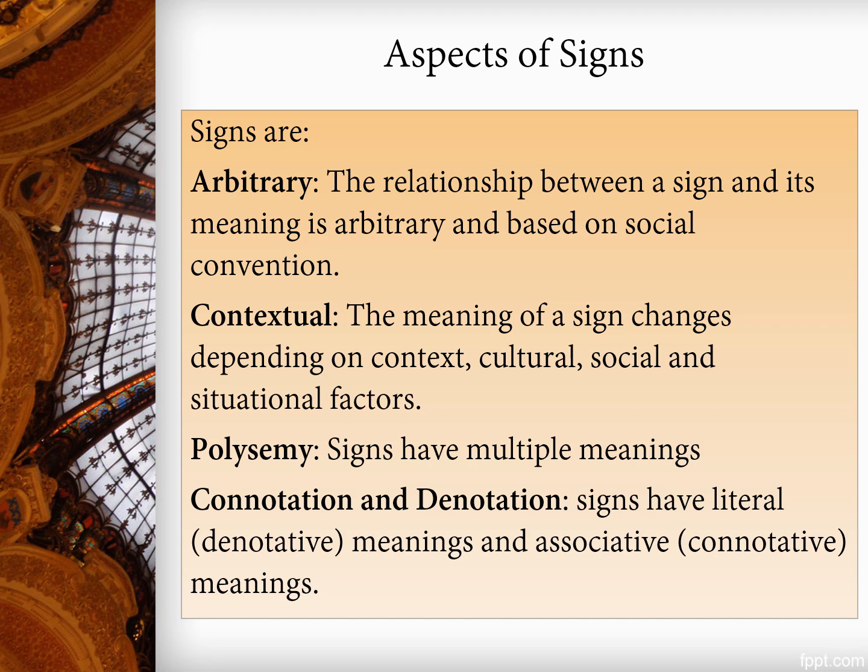Now let's talk about some aspects of signs. Signs are arbitrary. There's no real reason to connect between the sound and the meaning, except social convention. We get used to it. All of language is a social convention in many ways. The meaning is contextual, so the meaning of the sign depends on the context, cultural, social, and situational factors. It has a meaning, but the actual meaning is situated in the place where you come across this. I'll exemplify this shortly. Polysemy, signs have multiple meanings, and of the two most obvious meanings, there's connotation and denotation. So signs have literal denotative meanings and associative connotative meanings.